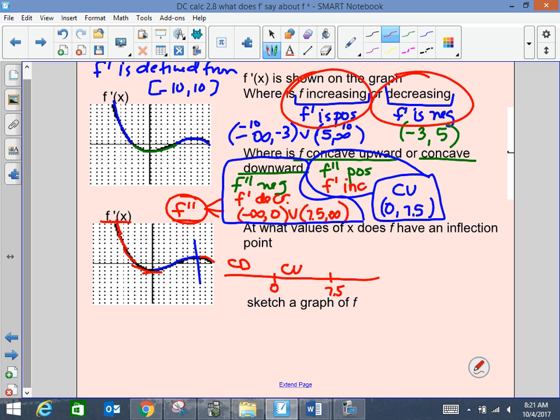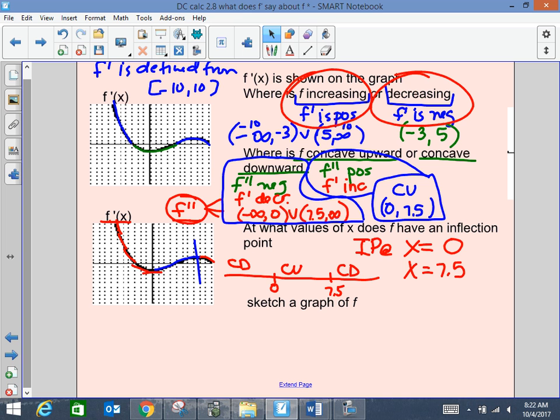Yeah, that's right. And at 7.5, we switched again to concave down. So if we write all this out on the number line, where are the inflection points? Inflection points at x equals 0 and 7.5. Okay, now that's where the concavity changed from up to down or down to up. It's the same idea as the local maxes and mins, except we're looking at f double prime instead of f prime.